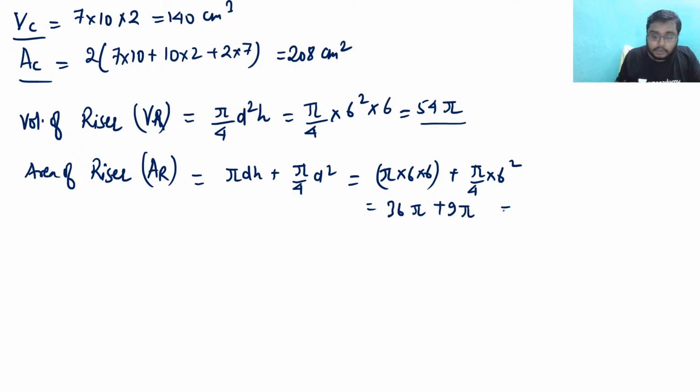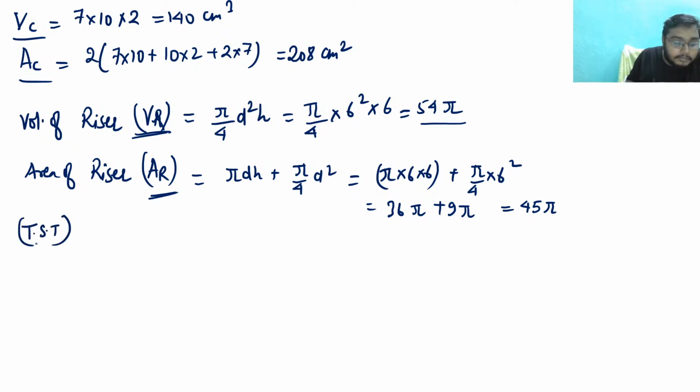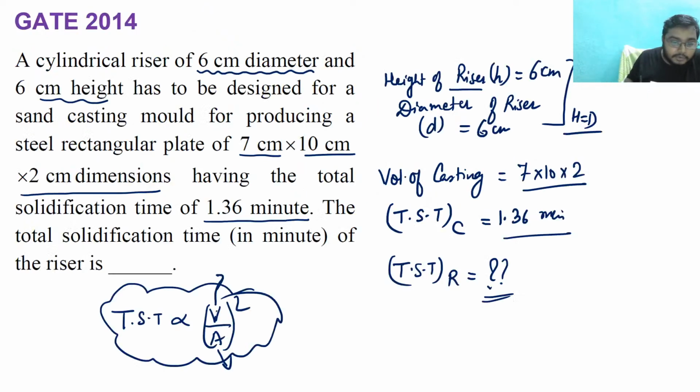Clear? So in total that would be 45 pi. Okay, that is 45 pi. So what we can see here is that I got VR, AR, VC, AC. So I just have to put in the equation for the total solidification time of the riser. We have seen that it is proportional to V by A, right? So it is proportional to V by A.